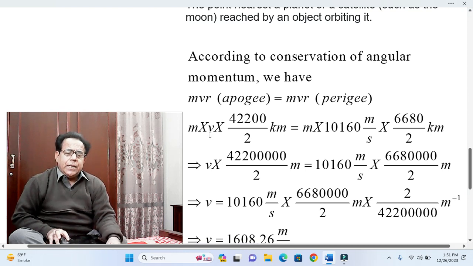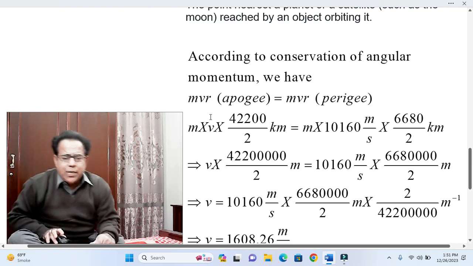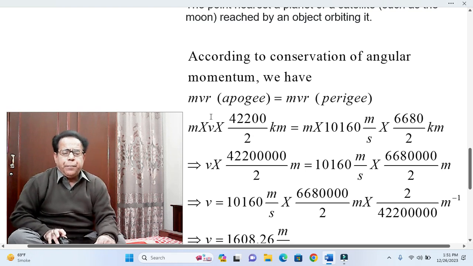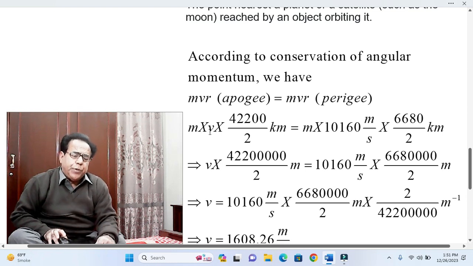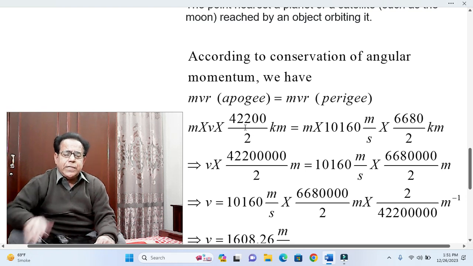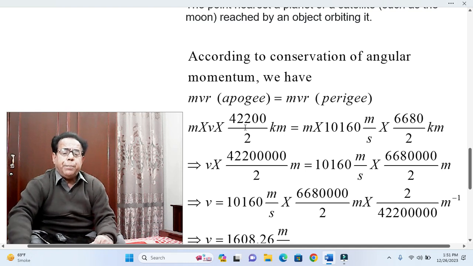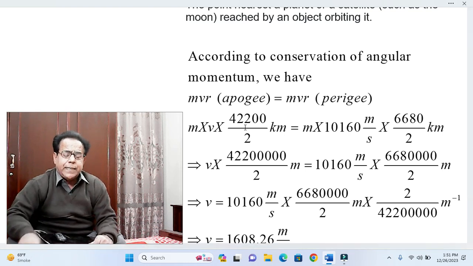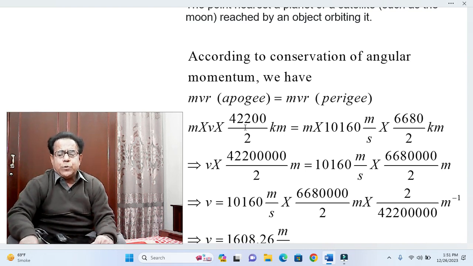Here we do not put any value of m, so m will be cancelled on both sides in the next step. Okay, so m into v. The speed of apogee is to be determined, so we will not put any value in place of this v. Okay, this v will remain as it is. However, in place of r we have put the value given in the statement, which is 42,200 kilometer, but that is the value of diameter. Here we are going to use radius, so we will divide it by 2.